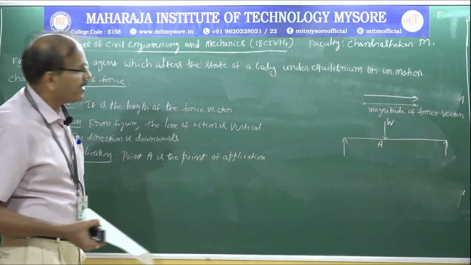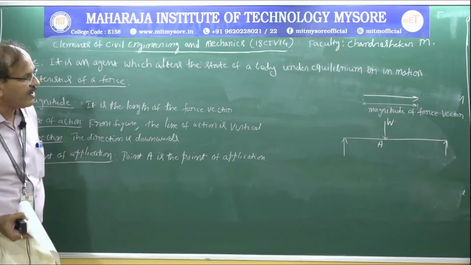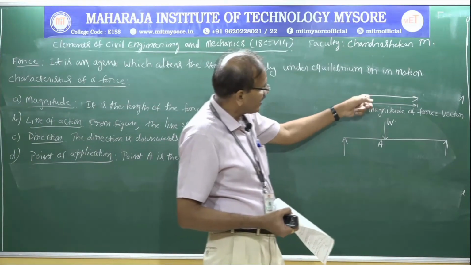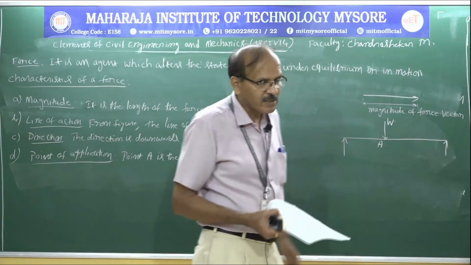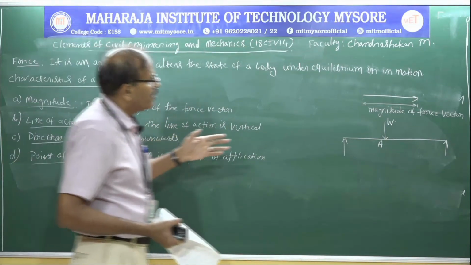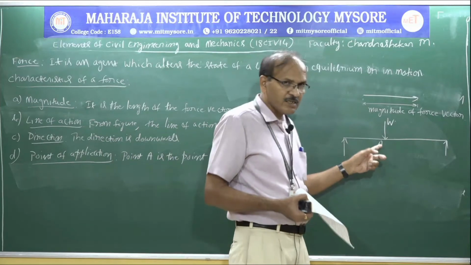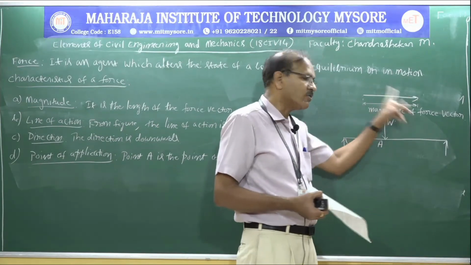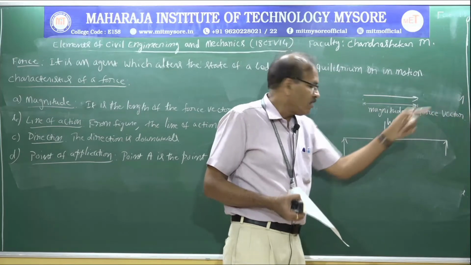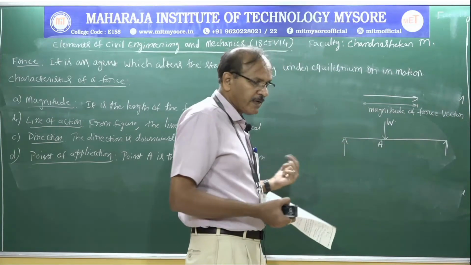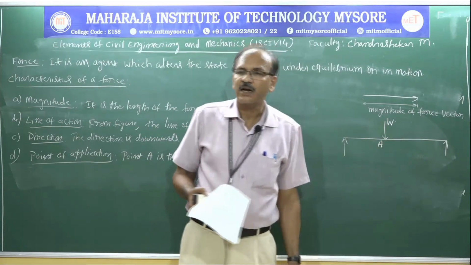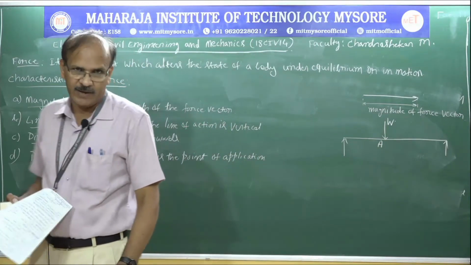Another characteristic is line of action. Here the line of action is vertical. In this figure, the line of action is horizontal, and the direction is, if we take this force, downwards. If we take this force, it is acting rightwards. And the point of application, where exactly the force is acting, in this case is point A.